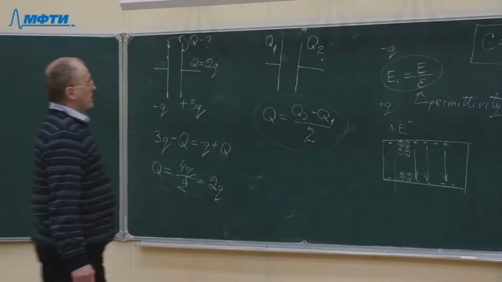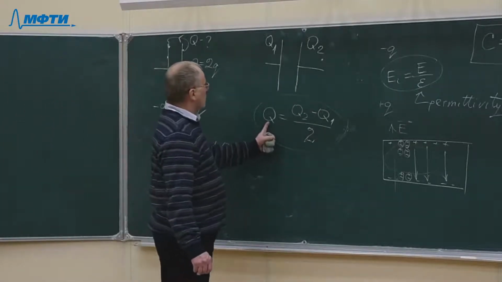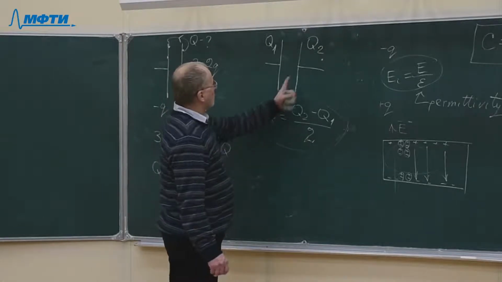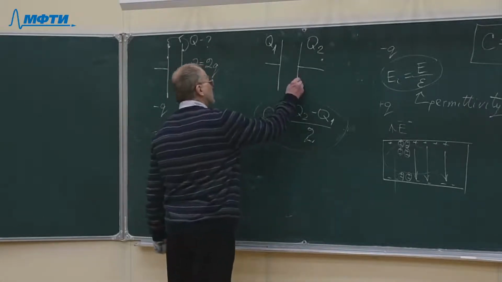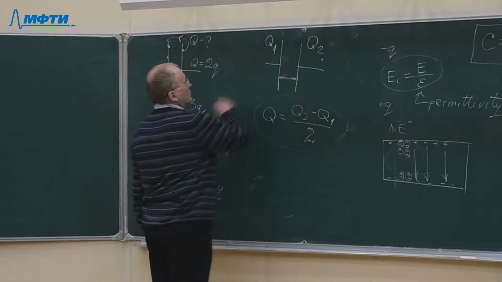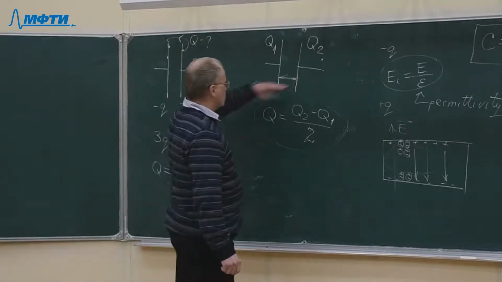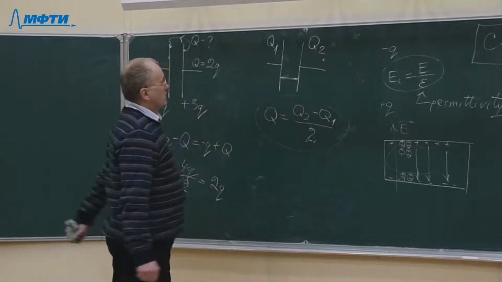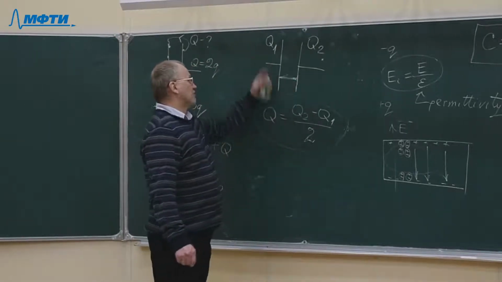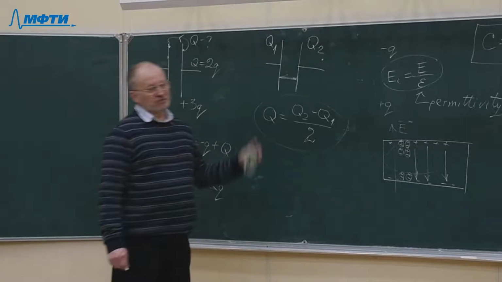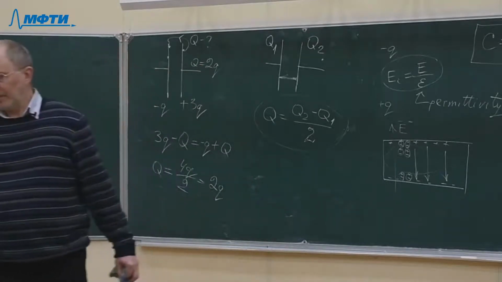So the charge of a capacitor is such a charge which will flow from one plate to another plate in case we short circuit the plates by some conducting bridge. We put here a conducting bridge. Short circuit, and what charge will flow from one plate to another? That will be the charge of a capacitor.